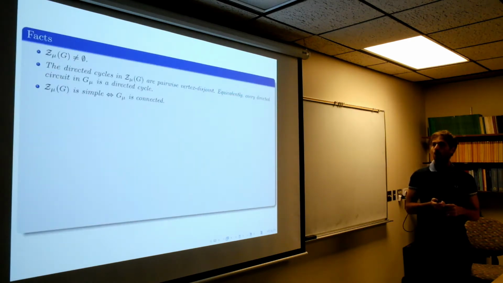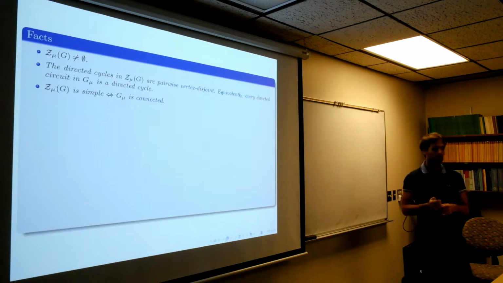Okay, so first some simple facts which are true for any tree, any graph G and any function mu. The center is always non-empty. Also, the directed cycles in the center are pairwise vertex disjoint, or in other words, whenever we have a directed circuit in the optimality graph, it's actually a directed cycle. And finally, the center is simple precisely when the optimality graph G mu is connected.